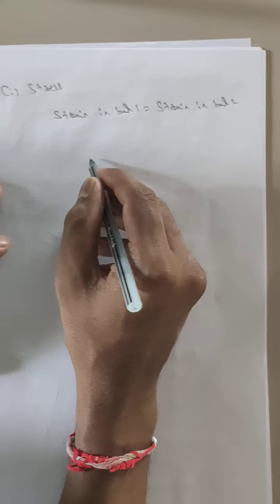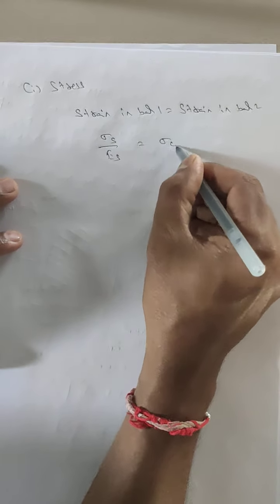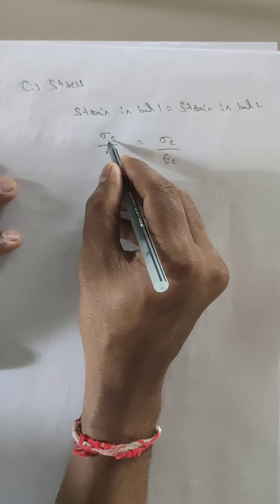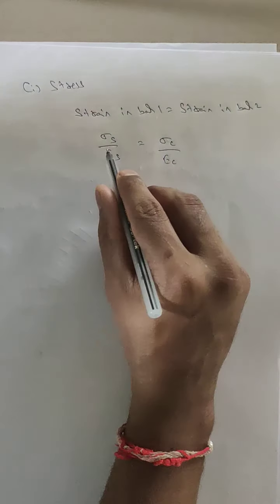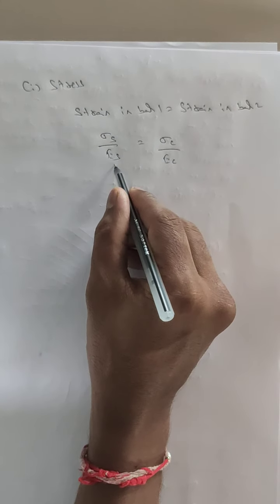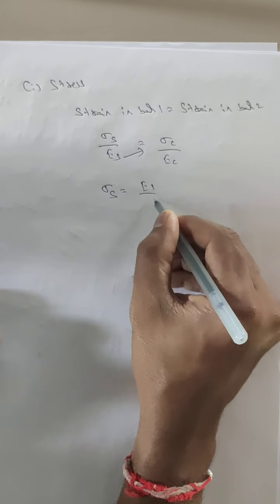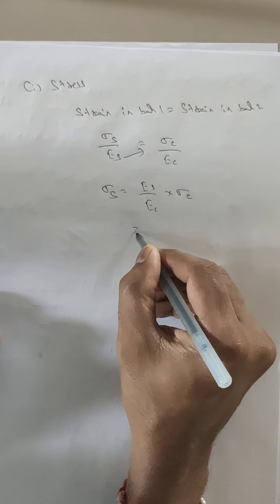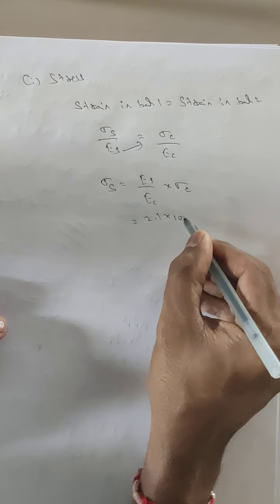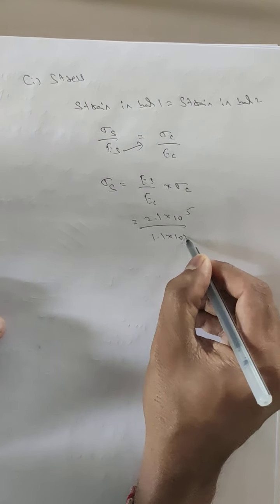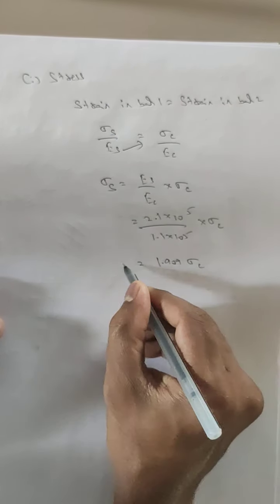So strain in bar 1, how can we write strain in bar 1, which I can write as sigma S by ES should be equal to sigma C by EC. But sigma S we don't know, ES and EC we know, sigma C also we don't know, that we have to calculate. I'll write sigma S equals ES upon EC into sigma C. If you take ES as 2.1 into 10 to the power 5 by 1.1 into 10 to the power 5 into sigma C, this is 1.909 sigma C.